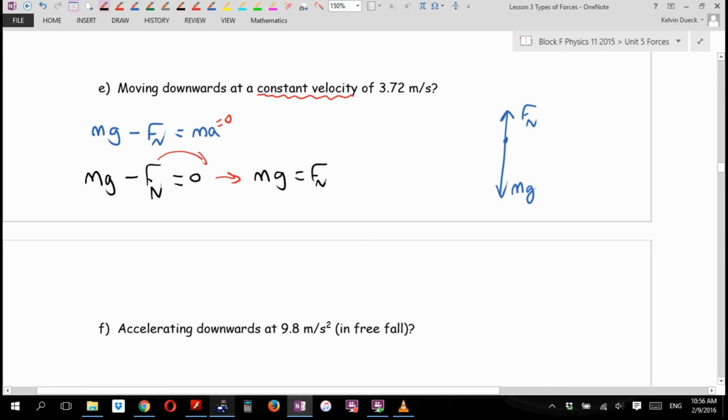Okay, what is mg, folks? Courtney, what was the mass? I've forgotten. 72? What was g? 9.8? It's going to be 720 take away 14.4. 705.6? Yeah? Newtons, because it's a force.